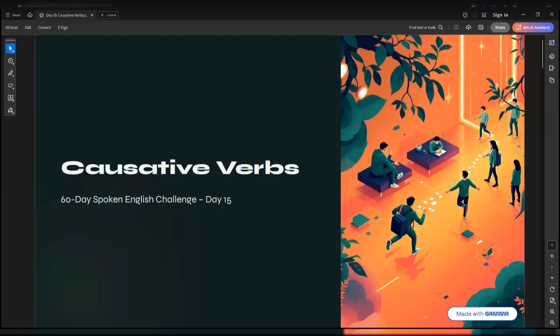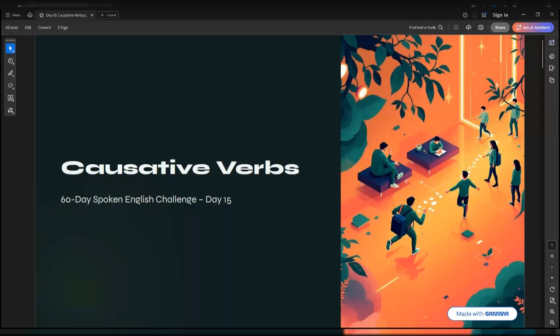Let me first share the mind map in the group so everyone can look at it and have a clear idea of what we are going to discuss today. In the mind map, remember the examples of have are not given, so I will be mentioning examples of have separately. Okay, so let's start.